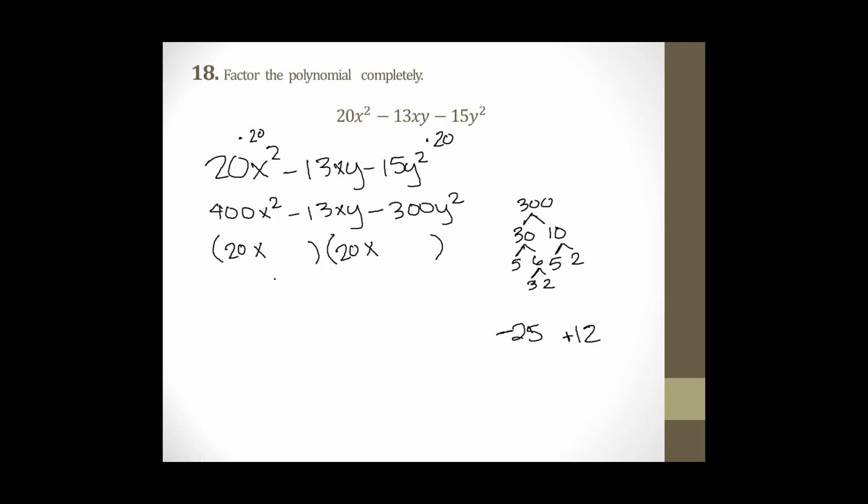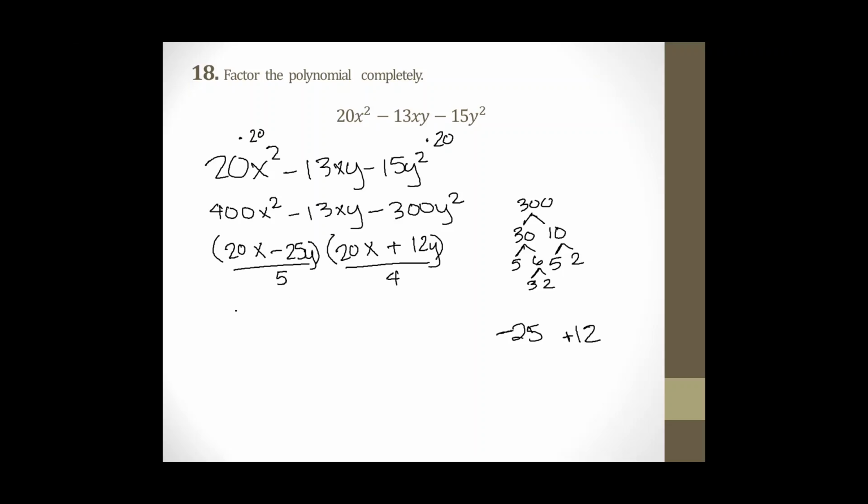Okay, so we're going to say minus 25y and then plus 12y. Because remember, we had 300y squared, so we need to have y's here and here. So now, since we multiplied by 20 from the very beginning, we need to divide by the factors. So we're going to divide everything here by 5, which is one of my factors for 20, and everything here by 4, which is my other factor for 20.